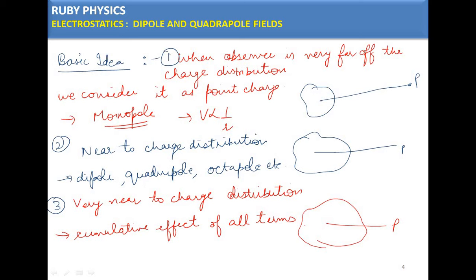Now the potential no longer varies as 1 by R, like in the case of the monopole. Now the potential will vary as 1 by R square, 1 by R cube, 1 by R to the power 4, and so on. These terms will come into play. I hope the basic idea is clear, when we have to take the monopole term, the dipole term, and then the quadrupole term.